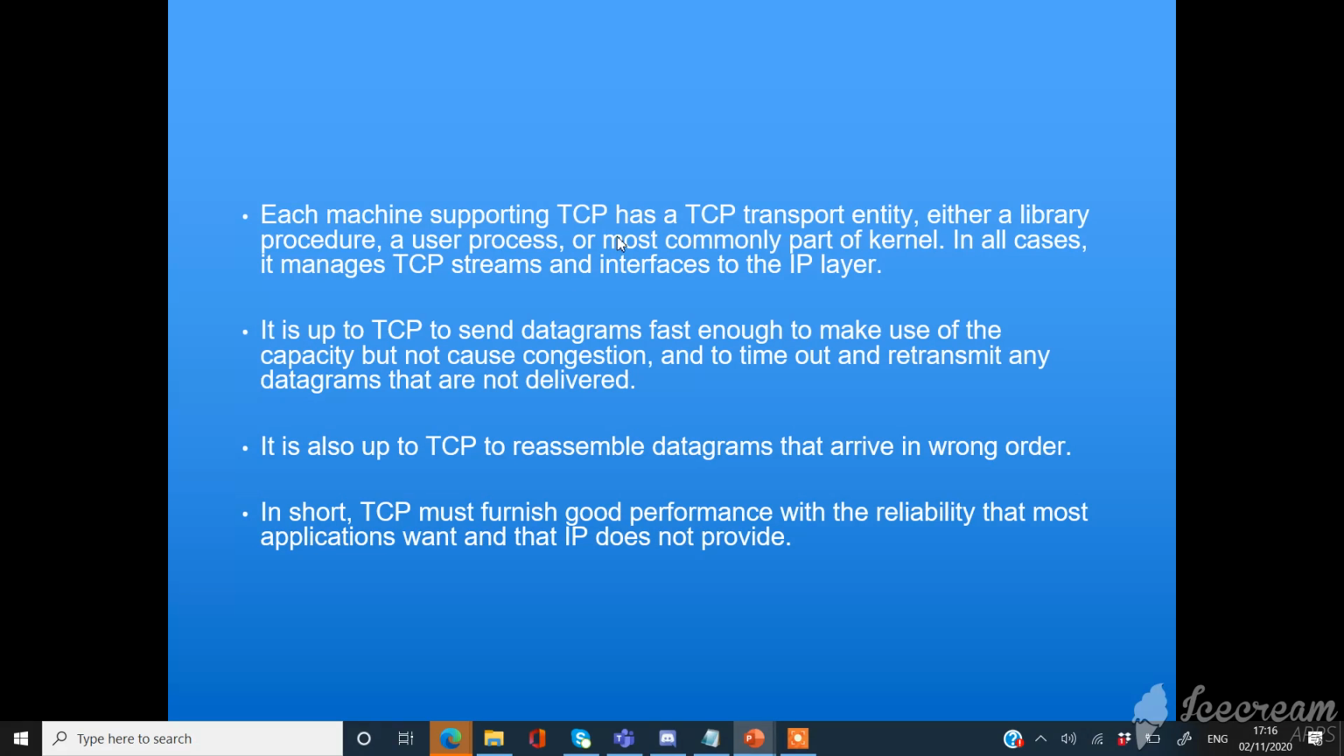Each machine supporting TCP has a TCP transport entity, either a library procedure, a user process, or most commonly part of the kernel. In all cases, it manages TCP streams and interfaces to the IP layer. It is up to TCP to send datagrams fast enough to make use of the capacity but not cause congestion, and to time out and retransmit any datagrams that are not delivered. It is also up to TCP to reassemble datagrams that arrive in the wrong order. In short, TCP must furnish good performance with the reliability that most applications want and that IP does not provide.